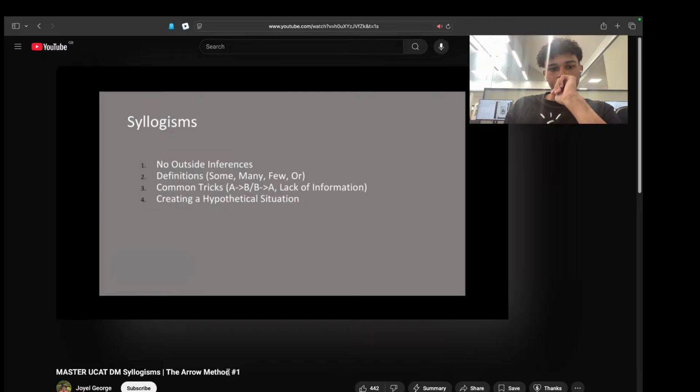So another really important definition is or. Okay, or is important because if you get any statements with or in them, there are some really easy ways to disprove them, which I'll show you later on. But or basically means that only one of the two can be correct. And I know that seems really obvious, but there's a point as to why I'm mentioning this.